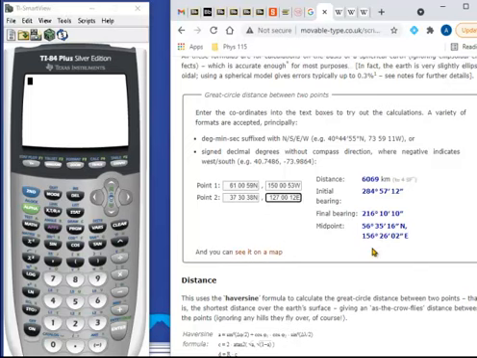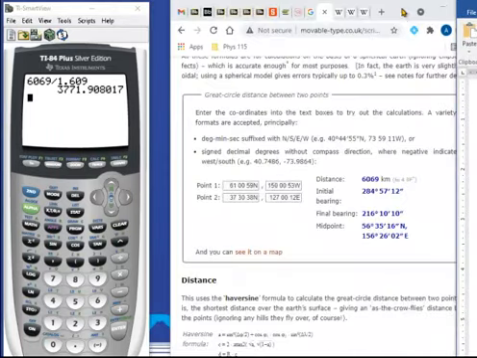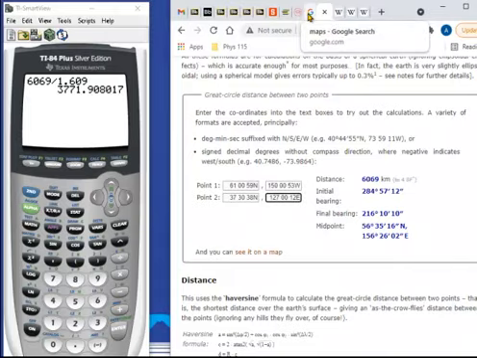And it comes out to 6,069 kilometers. Oh, and I would have to do 6,069 kilometers divided by 1.6 or 1.609 from kilometers to miles, 3,771, 3,780, and I compare that to the 3,800 here. Yeah, that's pretty close. Another way of doing it is to go to Google Maps.